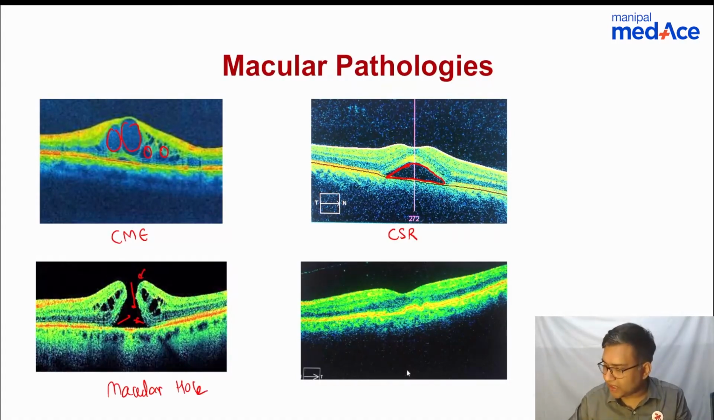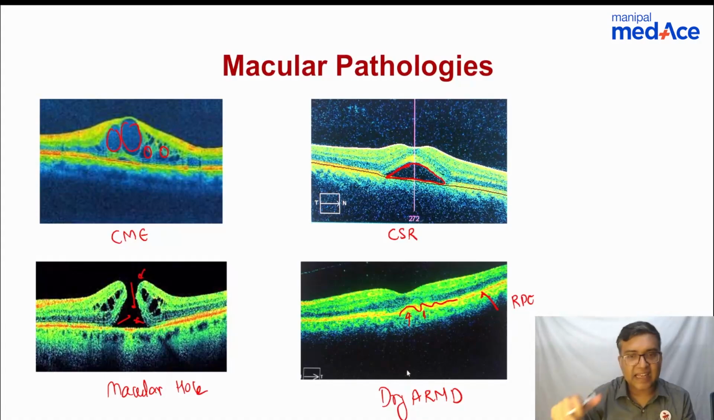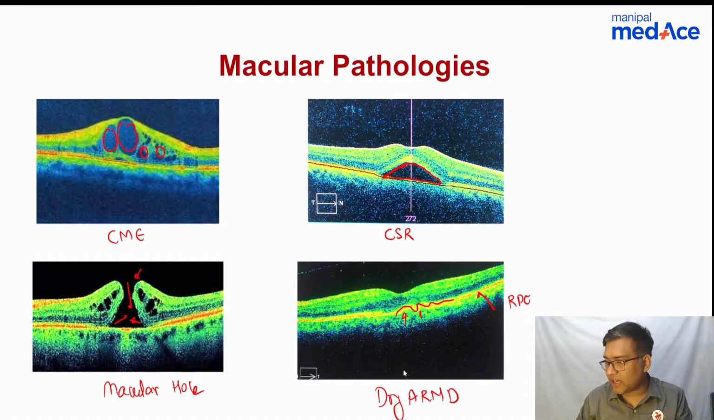And in this picture you can see there is an undulating pattern of the RPE. This is my retinal pigment epithelium. There is some deposition beneath the retinal pigment epithelium. So this patient is having dry ARMD. So various OCT based images they can give you, and according to the OCT based images they can ask you various conditions. So please take a screenshot of this slide and remember this in your upcoming exam.